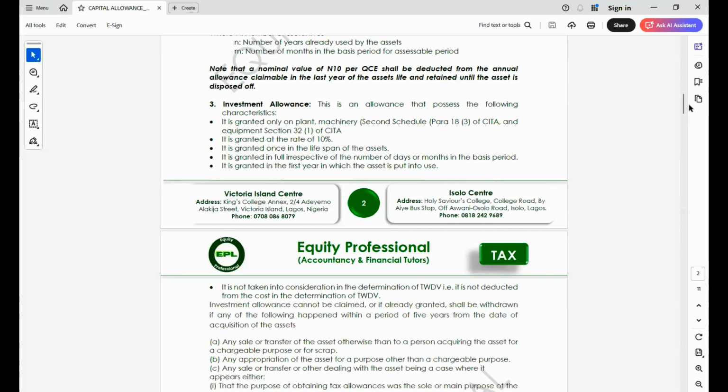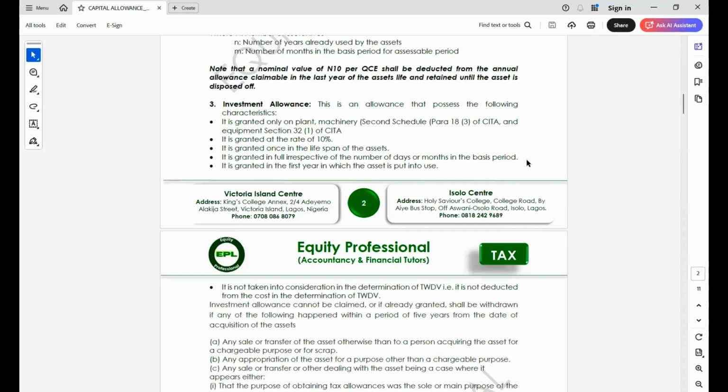This investment allowance is granted at a standardized, uniform rate of 10%. Then it is granted once in the lifespan of the asset, the same as with initial allowance. If the taxpayer acquires plant, machinery, and equipment, you also grant him investment allowance once in the lifespan, at the beginning of the useful life. It is granted in full.